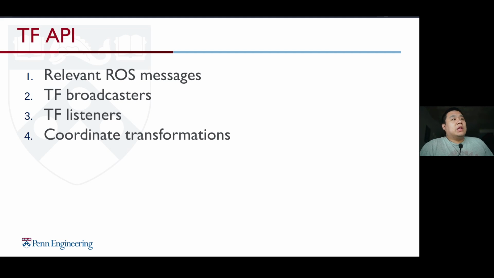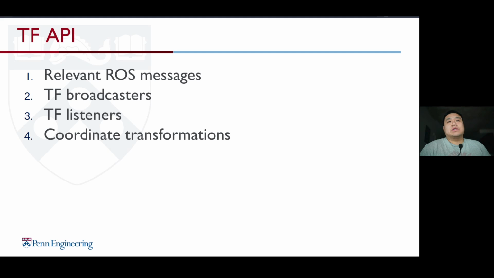And next, we'll talk about some of the TF APIs that are available to use programmatically. So we'll first talk about the relevant ROS messages. As you've probably figured out by this lecture, since you've already done the ROS lab, the safety lab, you know that the ROS messages basically define the information that's being passed around between nodes by topics. So we'll go over what the relevant ROS messages are when we need to use TF.